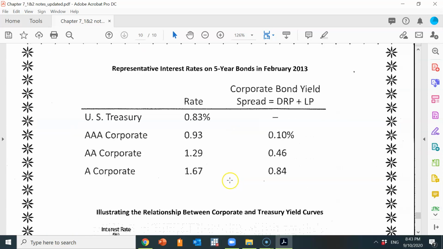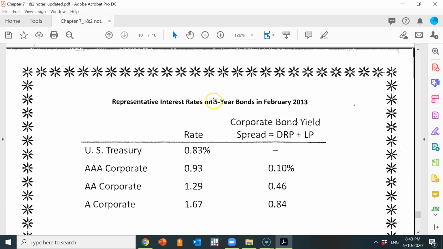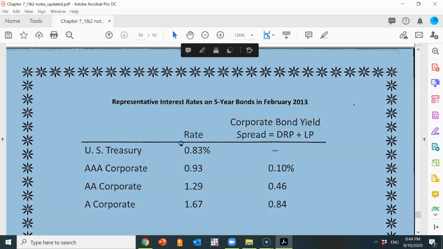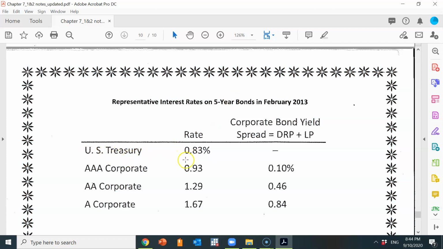We can see this on the graph here. For example, we're looking at 5-year bonds, comparing the 5-year US Treasury to 5-year corporate bonds. For corporate bonds, we have AAA, AA, and A bonds. Again, the US Treasury bond we think is safest. It almost has no liquidity risk or default risk, so it has no LP or DRP. The interest rate for the US Treasury 5-year bond is 0.83%, and DRP plus LP, the corporate bond yield spread, is 0.